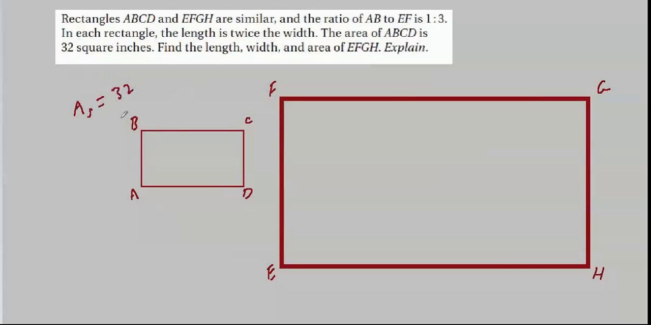Well, what is the area? Let's say the width is X, and the length is Y, but wait a minute. We know that the length is double the width, so if this is X, we can just write 2X in here. Aha, well now we got something, because the length times the width is the area, and we know the area. They asked for the length, width, and area of a different one.